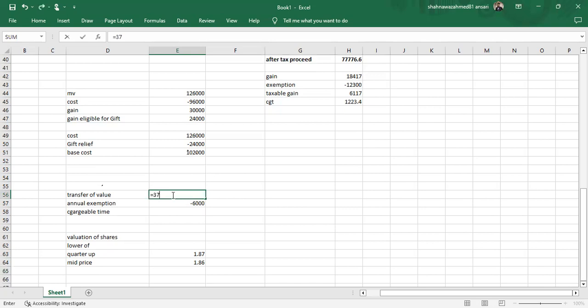How many shares have been transferred? 3,75,000 multiplied by this lower of value. So this is my transfer of value. Deduct 6,000. Chargeable value is 691,500. Now, as it is a potentially exempt transfer, it's going to be an exempt one unless her mother dies within 7 years. As her mother died within 7 years, we need to work out death estate, PET on death. Now it's taxable again.